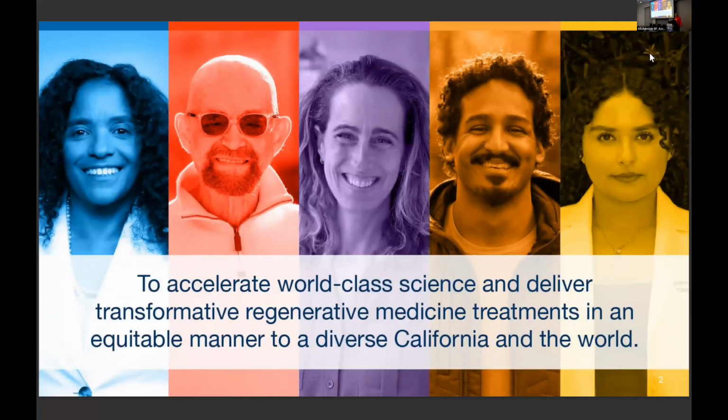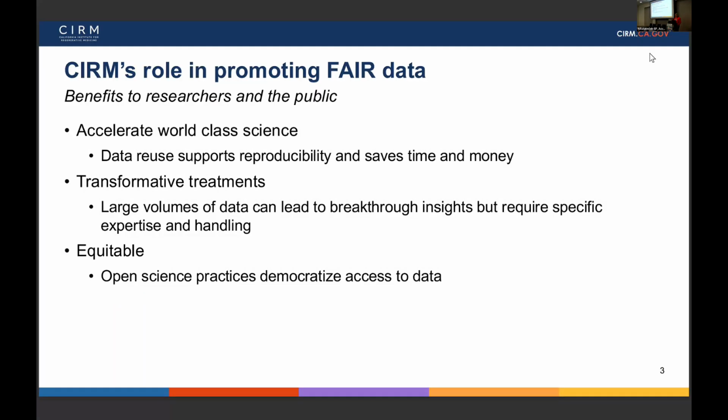Our mission is to accelerate world-class science and deliver transformative regenerative medicine treatments in an equitable manner to a diverse California and the world. And what I really love about this statement is that I see FAIR data in every part of this. So how does FAIR data fit in with what CIRM does? Accelerating world-class science, you have to reuse data, you have to be reproducible.